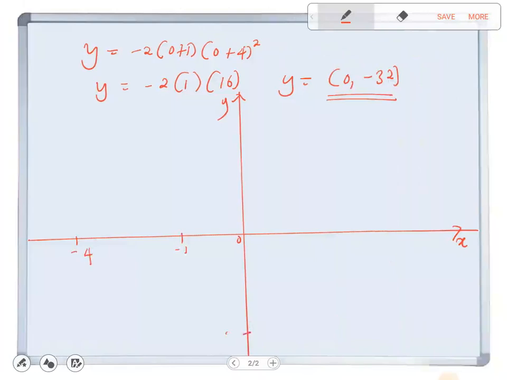So we're going to put it just there. We're just approximating, by the way, so don't worry. So this is our (0, -32). Alright, so this is a point, and that is a point. We are targeting that one there as well.